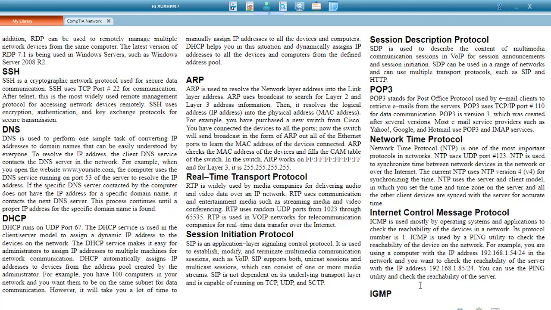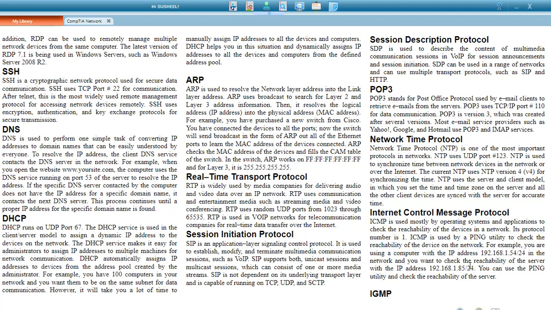Internet Control Message Protocol. ICMP is used mostly by operating systems and applications to check the reachability of the devices in a network. Its protocol number is 1. ICMP is used by a ping utility to check the reachability of the device on the network. For example, you are using a computer with the IP address 192.168.1.54/24 in the network and you want to check the reachability of the server with the IP address 192.168.1.85/24. You can use the ping utility and check the reachability of the server.